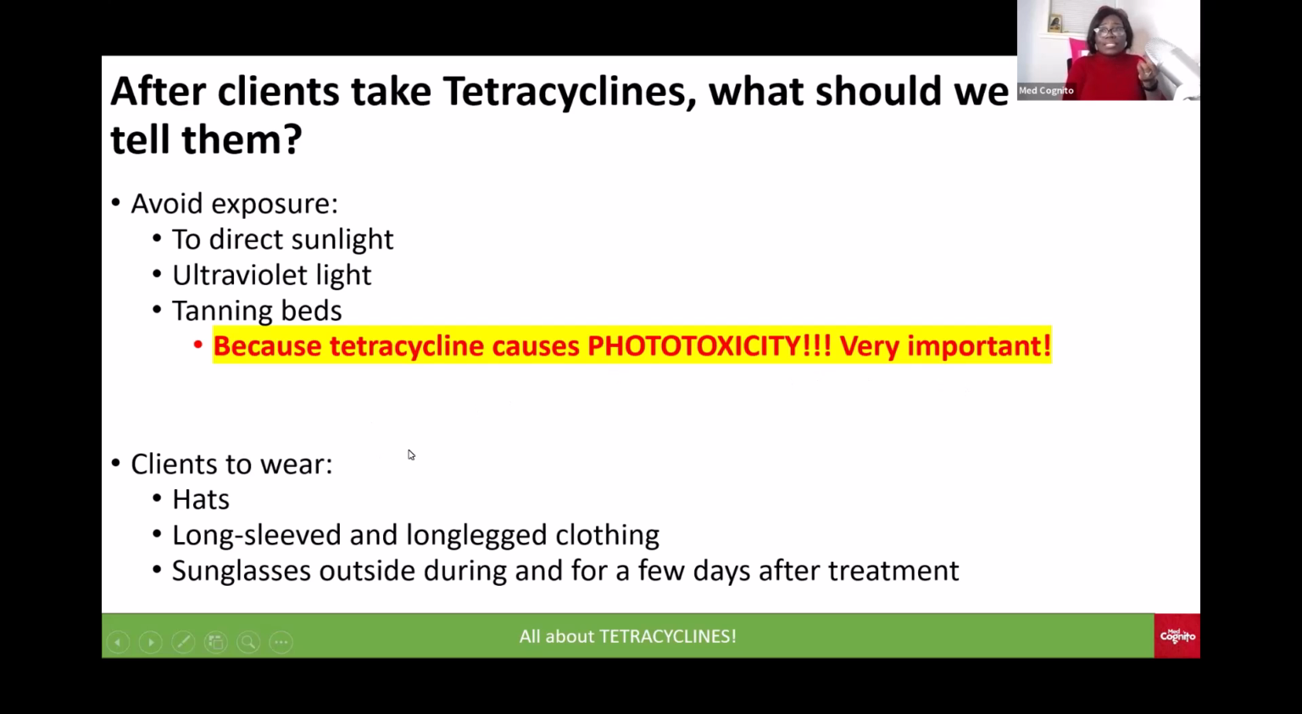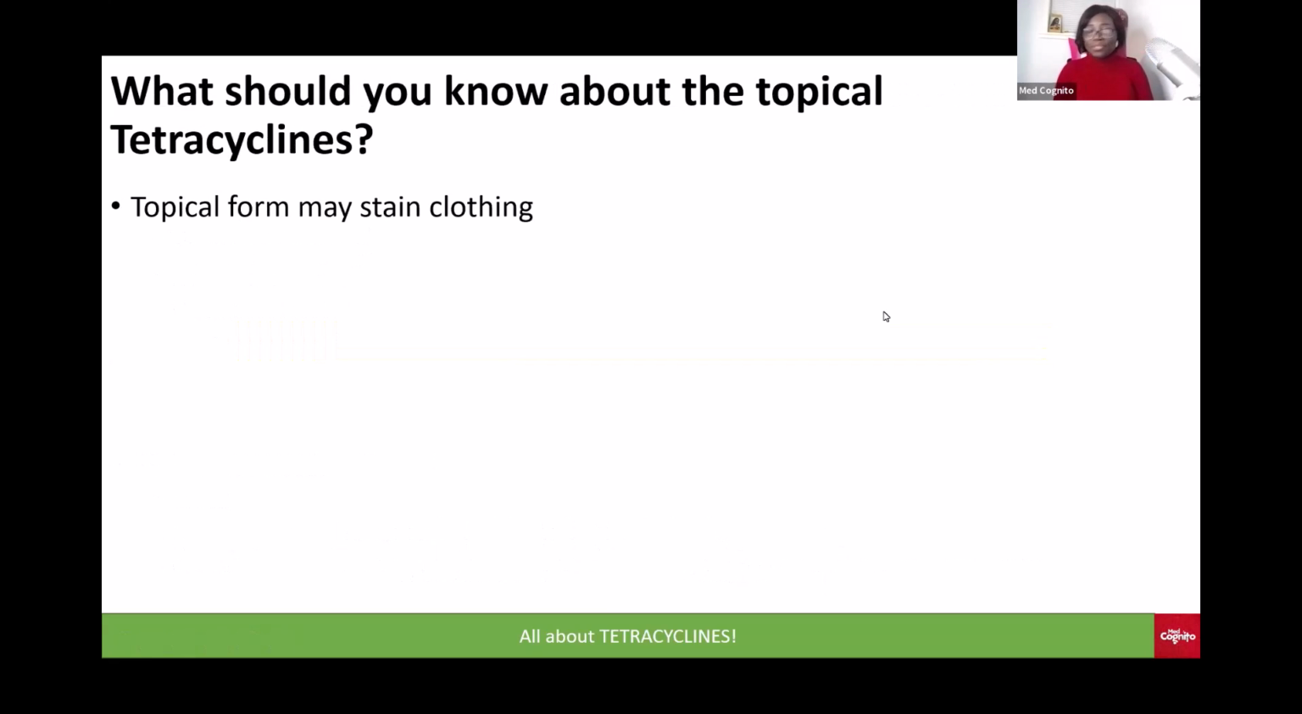So what should clients wear then when they are going out? They should wear hats, long sleeve or long-legged clothing to cover the exposed parts of the body, and then sunglasses when they are outside, during and for a few days after treatment. So this is something too that you should know about topical tetracyclines. The topical form can stain the clothing. So we can also let the client know about this.